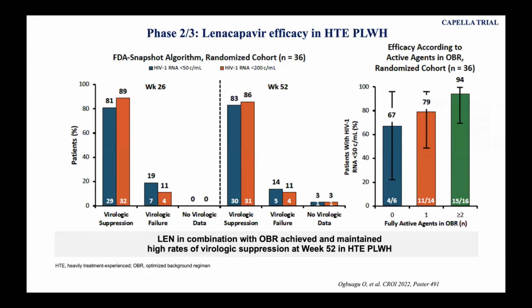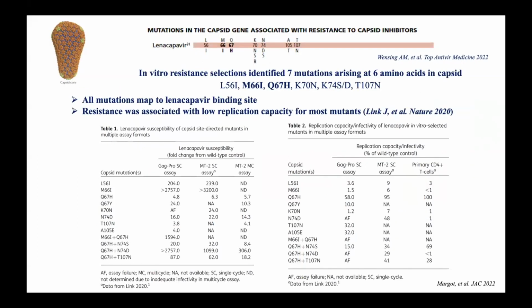You see that at week 52, there was still a very good maintenance of viral suppression, whether it's below 50 or below 200 copies. The efficacy varied, of course, according to the active agents in the optimized background regimen. If there were no fully active agents, 0, you have 67%, so still 4 out of 6 responded, while if you have more than 2, of course, 94% of activity.